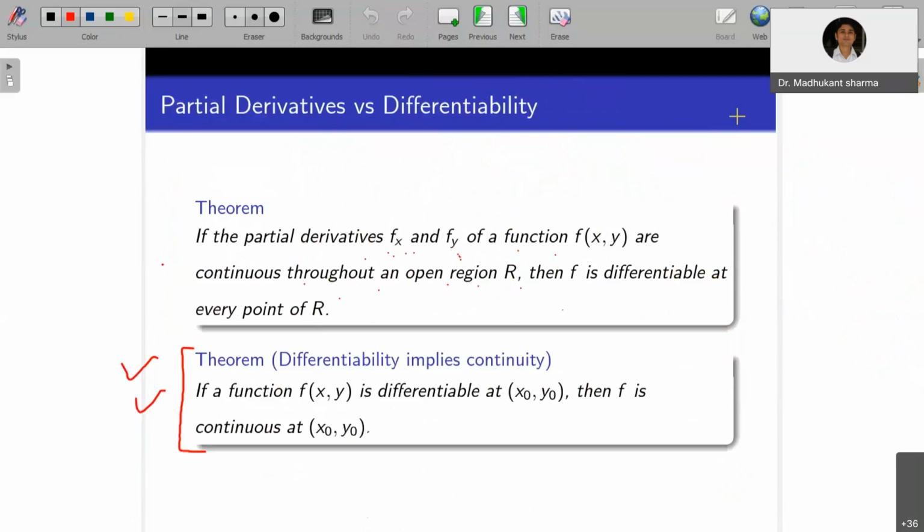Of course, we also have the result which we had seen for a function of a single variable, that differentiability implies continuity. Here also it is very easy to verify, and I leave it as an exercise to you. It will take only one or two steps, so try to get that feel. Again, I'm mentioning that whatever we are talking about for the function of two variables, in a similar way you can extend it to the function of three variables, four variables, and so on.